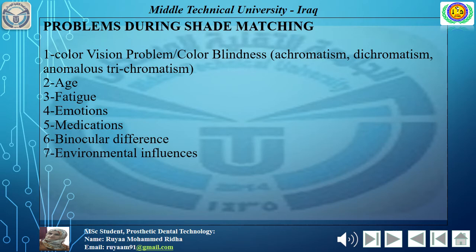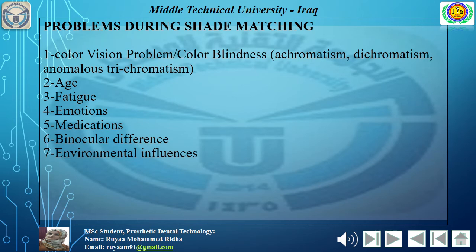The types of color blindness are achromatism, meaning complete lack of hue sensitivity, and dichromatism, meaning sensitivity to only two primary hues, where usually either red or green is not perceived. Trichromatism means sensitivity to all three hues with deficiency or abnormality of one of the three primary pigments in the retina cones.